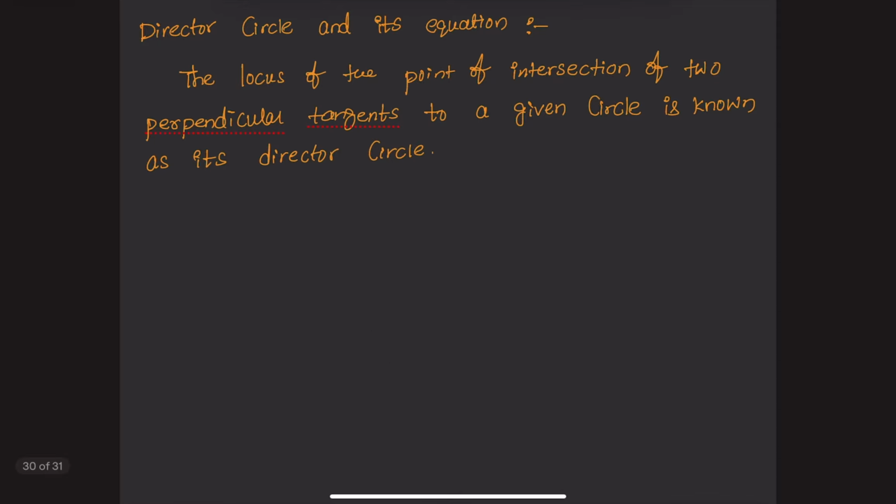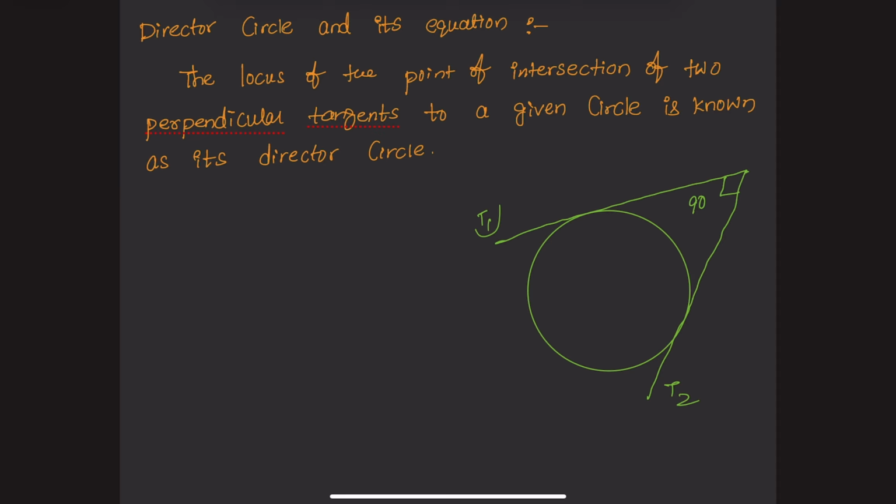So I'll redraw the diagram. So this is your circle, and let us say you have two tangents like this, and the angle between these two tangents is 90 degrees. So this is T1, this is T2. Now let's say we are writing the equation of T1. This can be written as y minus mx is equal to plus or minus a into root of 1 plus m square. Let's say the slope of this tangent is m1 and the slope of this tangent is m2.